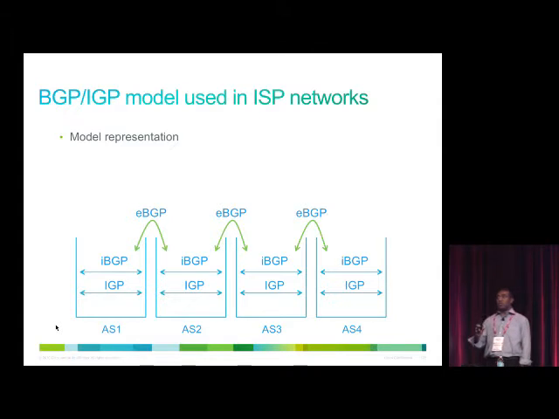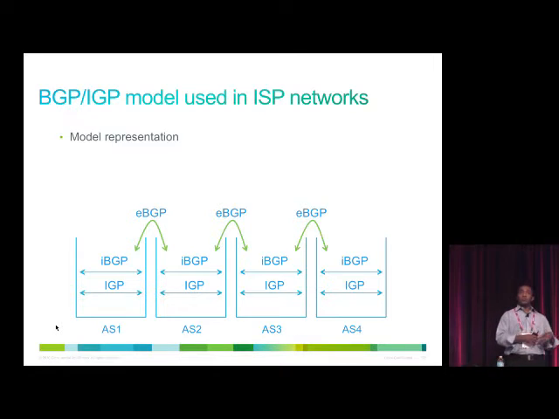And with eBGP, that's where you apply policies: what routes to advertise, what routes not to receive, and when you receive, how you prefer those routes. Again, this is the same representation we saw earlier. IGP is within a single domain and it doesn't breach autonomous systems. So the IGP in AS1 doesn't exchange routes with the IGP in AS2.